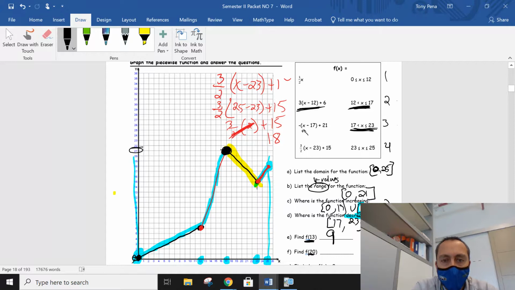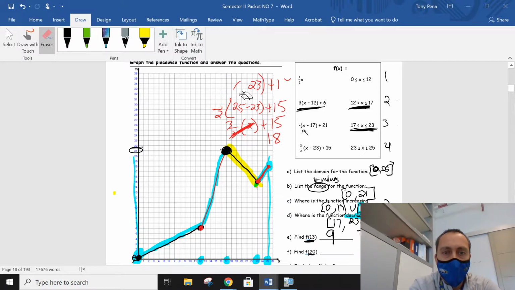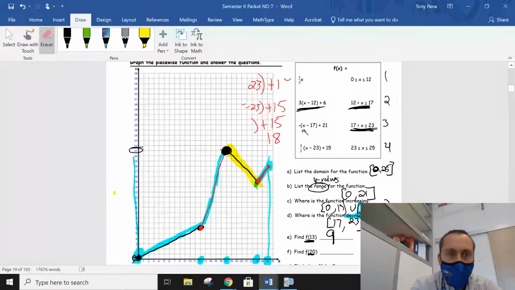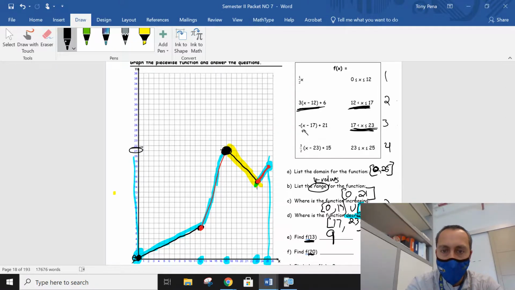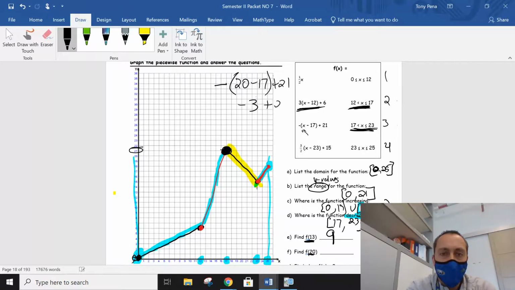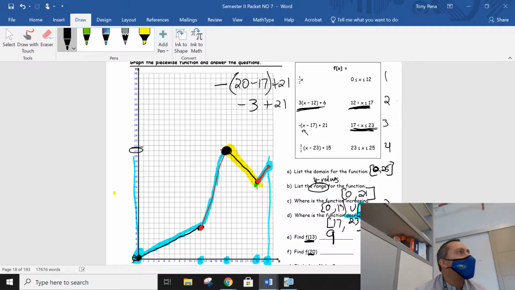This one we might want to do because the little negative's in front, so I don't have a lot of room to operate here to keep this on our screen. All right, so take our 20, plug it in, we get a negative, and then the 20 minus 17, and then add the 21. So that should give us a 3 on the inside with a negative out in front. And then add your 21. And you get 18. Okay.